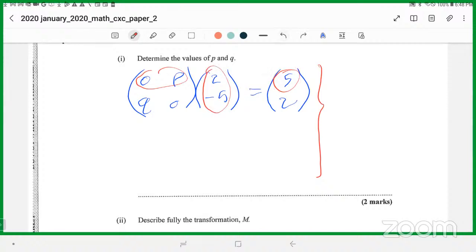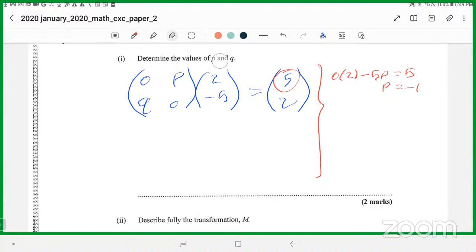Setting that up: first element in the row times the first element in the column, 0 times 2, and then p times negative 5, which is negative 5p. That's right, negative 5p is equal to this 5 over here. This is 0 now, so it has no factor. If negative 5p equals 5, then p equals negative 1. So the p is negative 1.